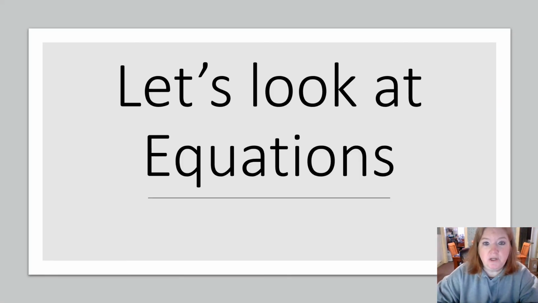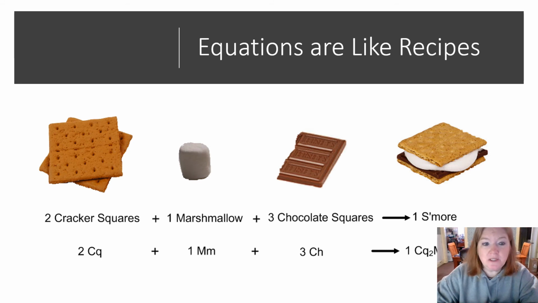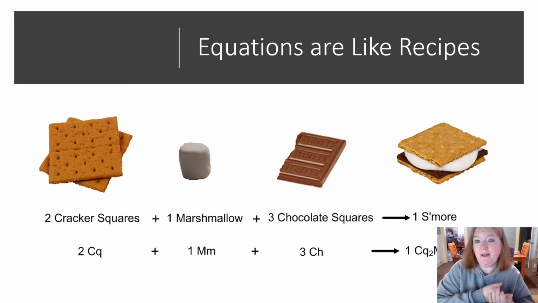So let's look at equations. Equations are like recipes, right? In order to get a s'more, you need 2 crackers, a marshmallow, and 3 chocolate squares. That's the best kind of s'more. And that gives you 1 s'more.